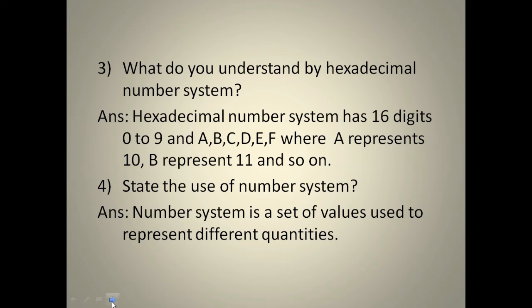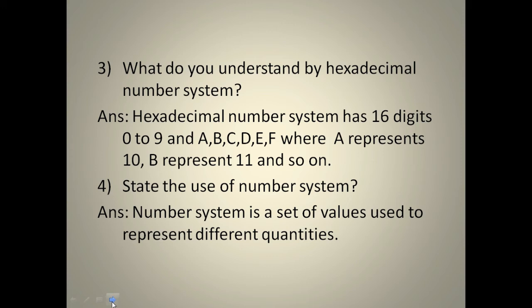Question 3, what do you understand by the hexadecimal number system? Hexa means 16. The hexadecimal number system has 16 digits, that is 0 to 9, then A to F, where A represents 10, B 11, C 12, D 13, E 14, F is 15, and 0 to 15 is 16. Number 4, state the use of number system.